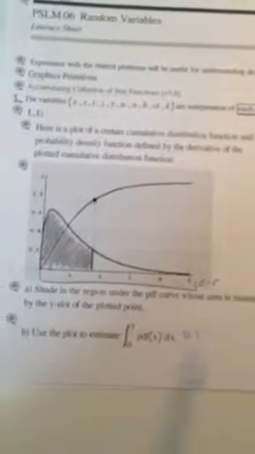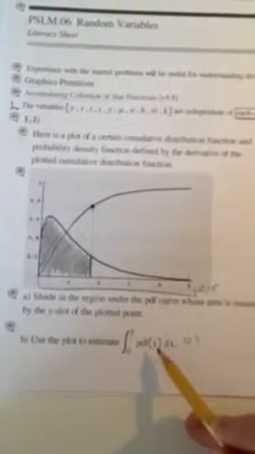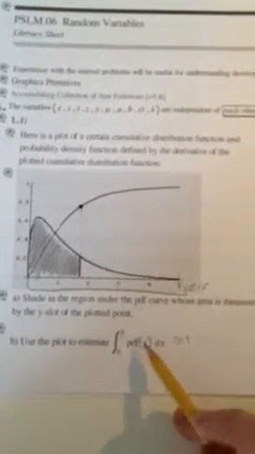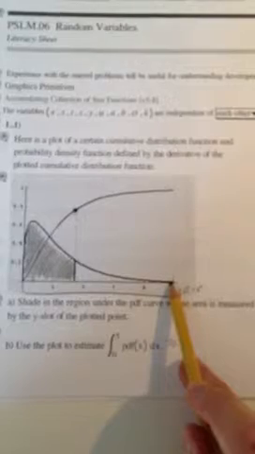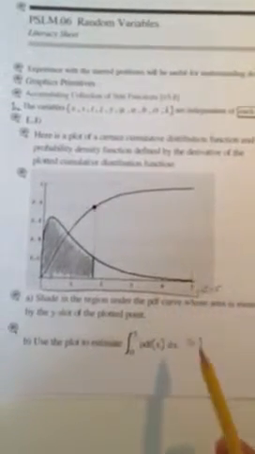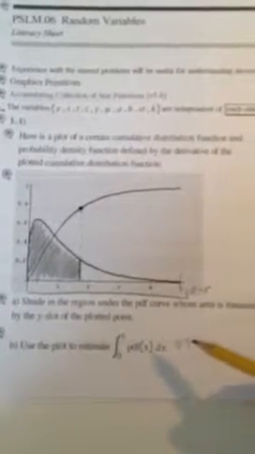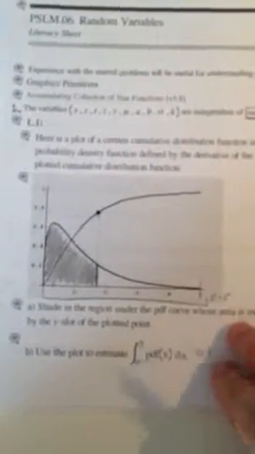Then we're asked to use the plot to estimate the probability density function of this graph here, from 0 all the way to 5, and that would be the whole allotment basically. So I assumed it would be closely equal to 1, or the full value, all points, all data on that probability density function.